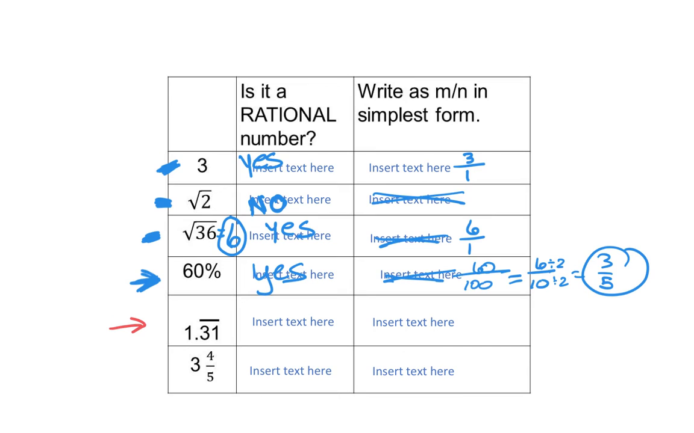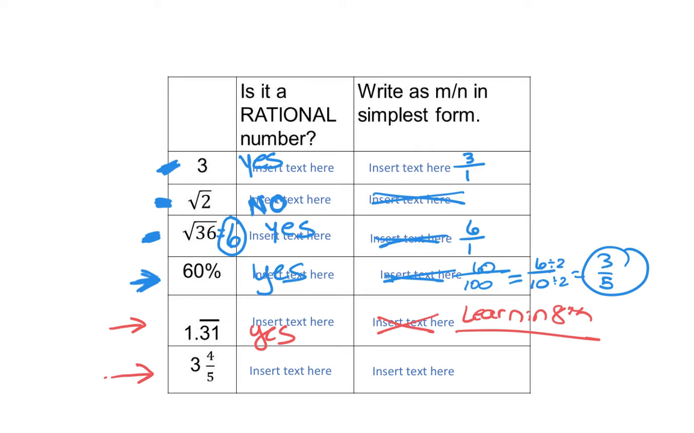Okay. Is this a rational number? Yes, it is. Write it as m over n form. Actually, you can't do that. You learn how to do it in 8th grade. So I'm not going to confuse you and show you how to do that now. But it is a rational number because it's a repeating decimal.